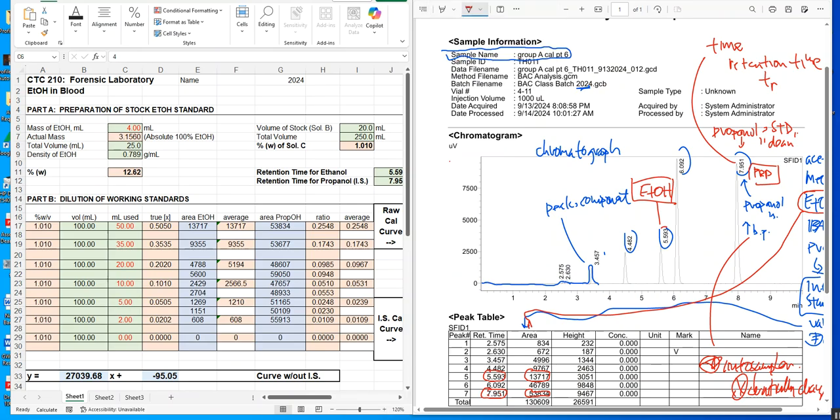All right, guys. So what you are seeing here is the report as well as the spreadsheet that's going to be required for the blood alcohol concentration lab. And this is where we kind of ended up. It looks like Group A calibration point number 6. And that's the one that we were dissecting and talking about what these numbers and what these values actually mean.